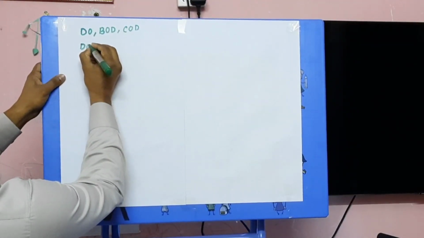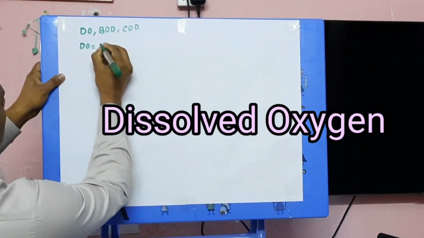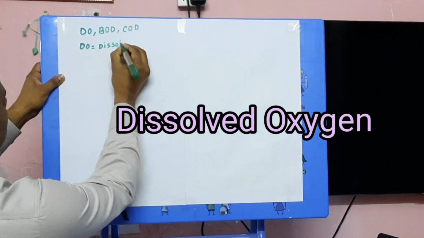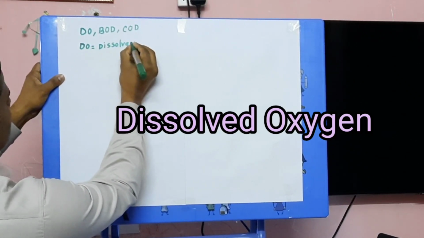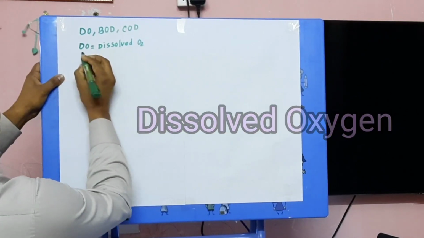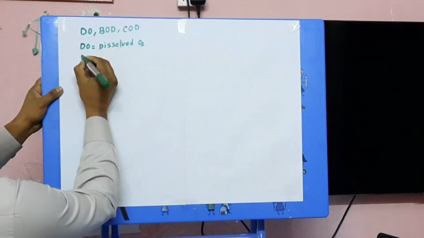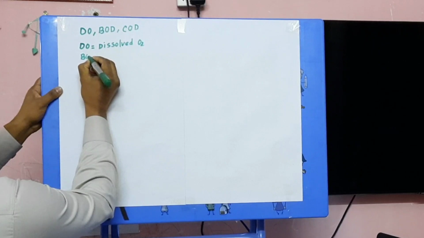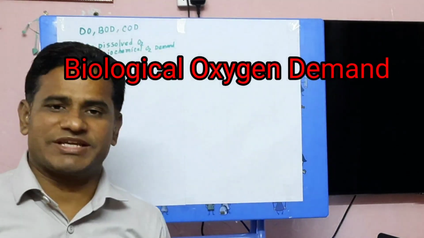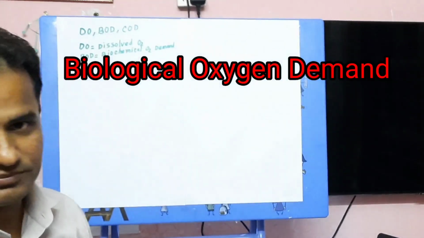DO means dissolved oxygen. Okay. So now I am telling what is the meaning of BOD and what is the function of this. So BOD means biochemical or biological oxygen demand.